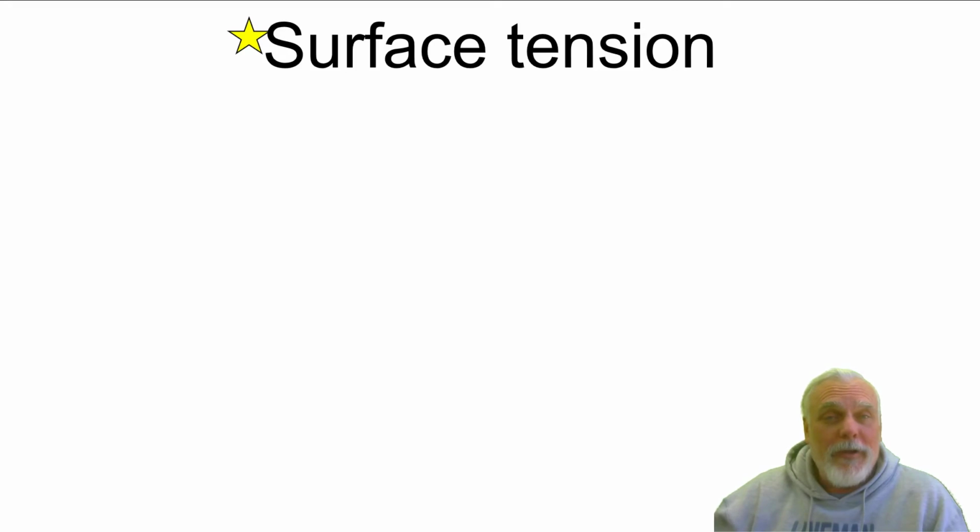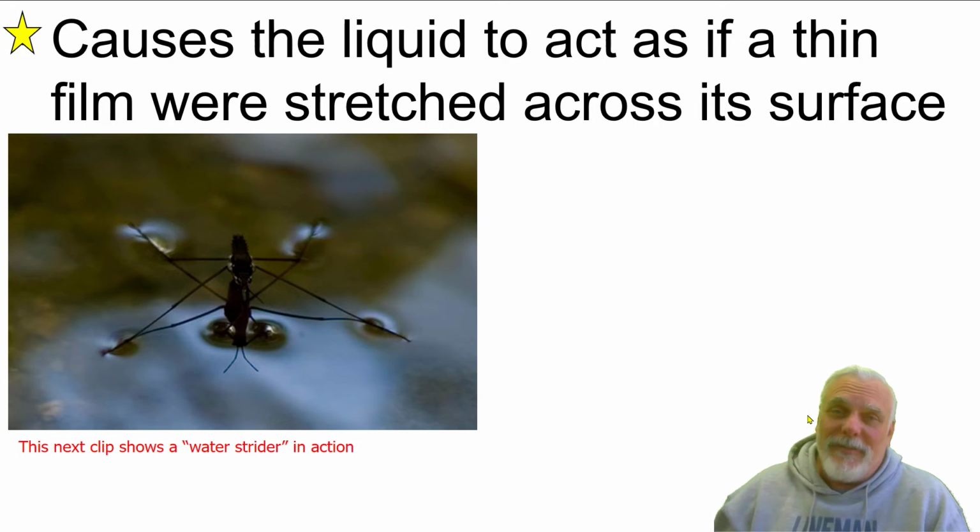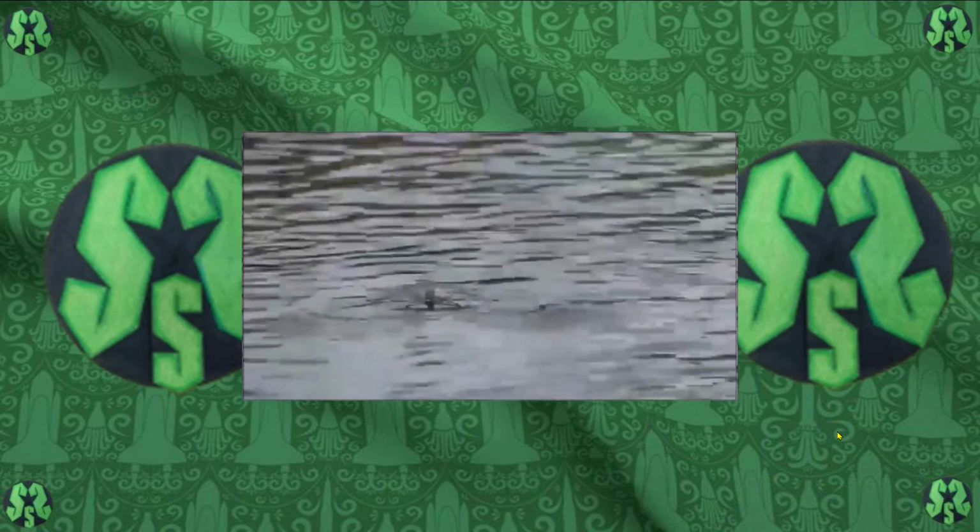Let's take a look. Property of liquids, and that would be surface tension. Surface tension causes the liquid to act as if it has a thin film stretched across its surface, almost like a skin. This next clip is going to be of a water strider in action. You may have seen a bug like this, where it's standing on the water. It's standing on the surface tension. You can see that the water surface is actually even dented in here where the water strider's legs are touching. It's pretty neat to see these little critters zip around on the water surface.